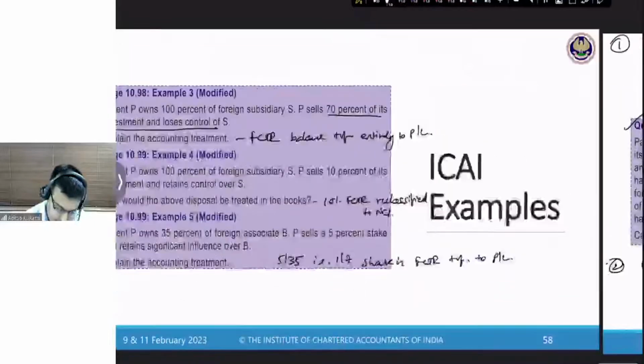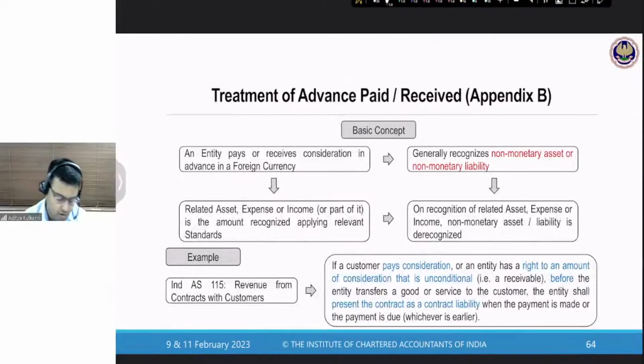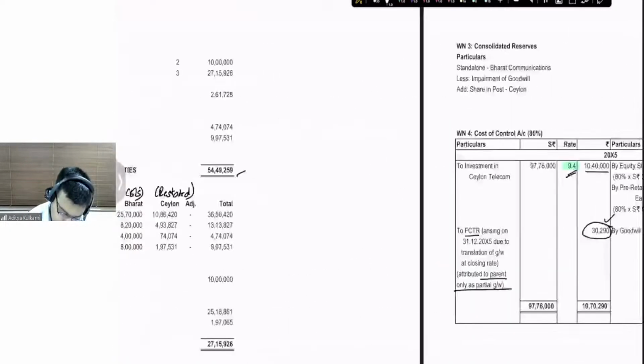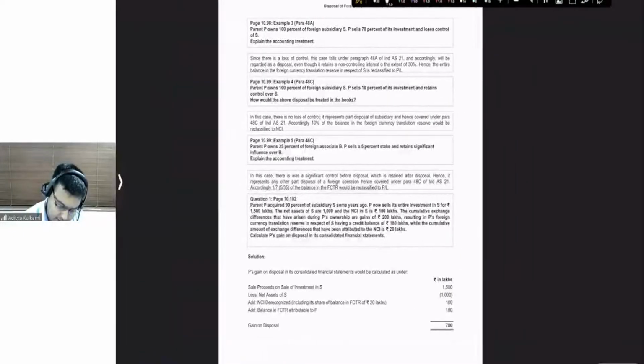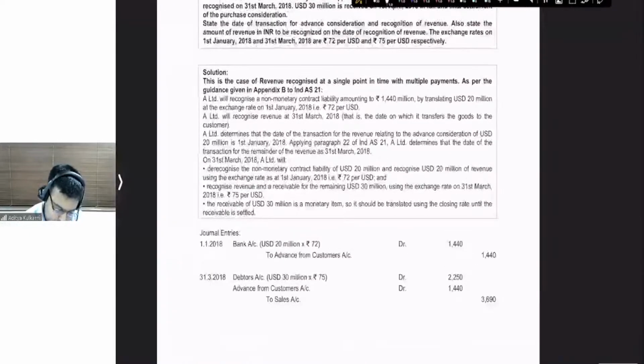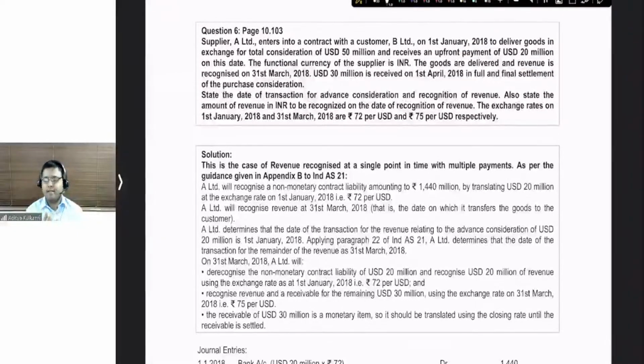Nothing else is left. Coming back to treatment of advance paid or received. This is Appendix B to Ind AS 21. What we will do is look at one of the questions and then come back to the theory and understand it. That way the question and the theory will both be done quickly. So let us look at this question and then we can understand that appendix also.